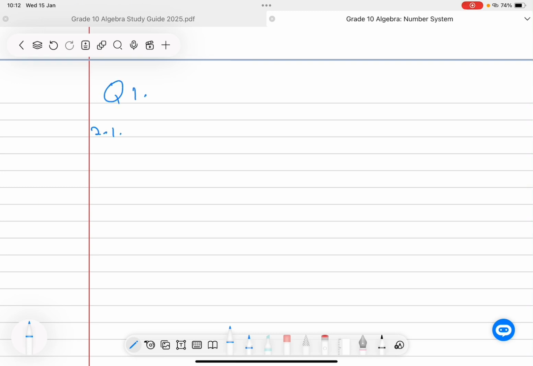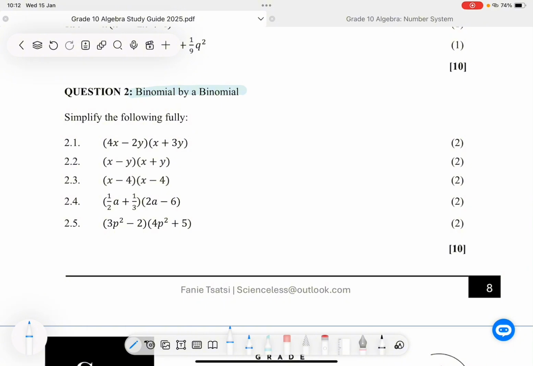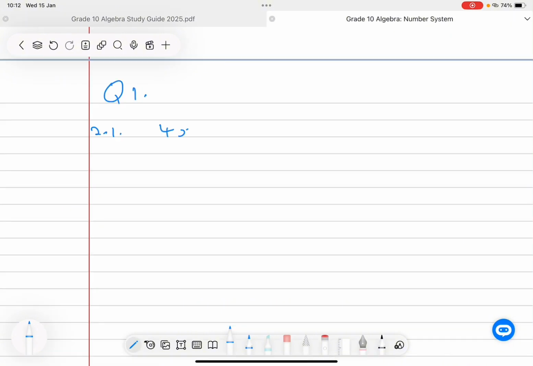2.1, we are given here 4x minus 2y, x plus 3y. Now, before we can do this question, let's break it down so that we can understand what's happening here. In these brackets, I have 4x, which is a term, and I have negative 2y, which is another term. So I have two terms.